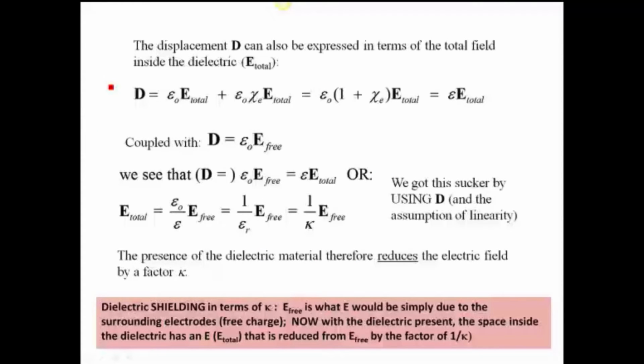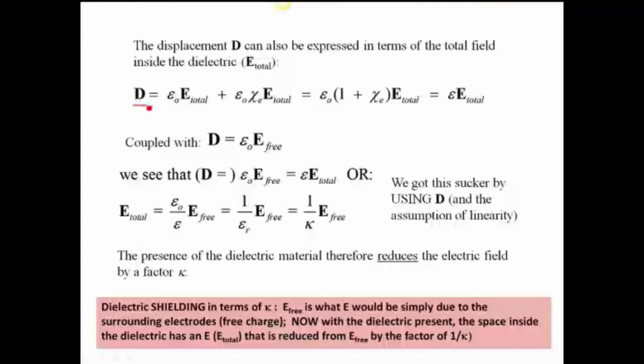So the displacement D can also be expressed in terms of the total field inside the dielectric, what we call E total. So remember what this is. This is the field inside the dielectric that is due to the polarization of the dielectric plus the external field, the E free. So let's first get that relationship.